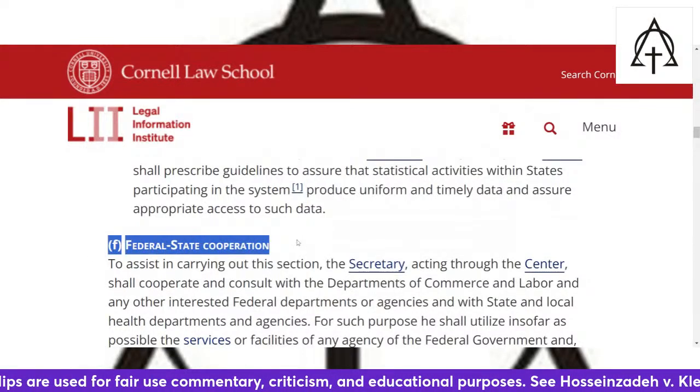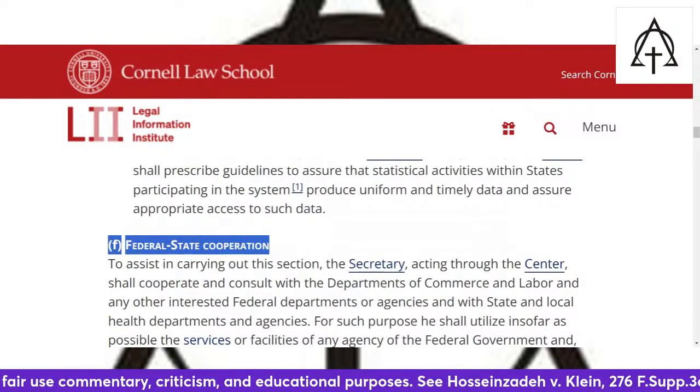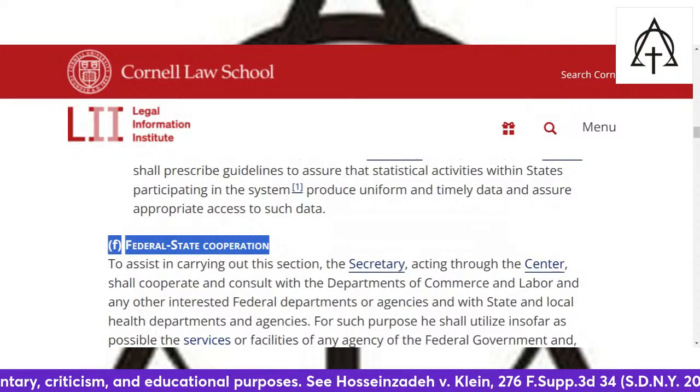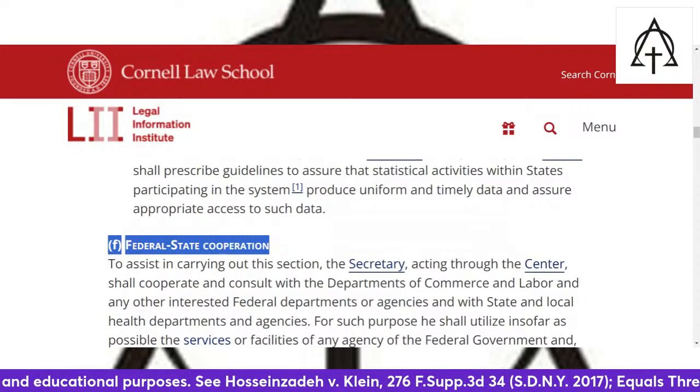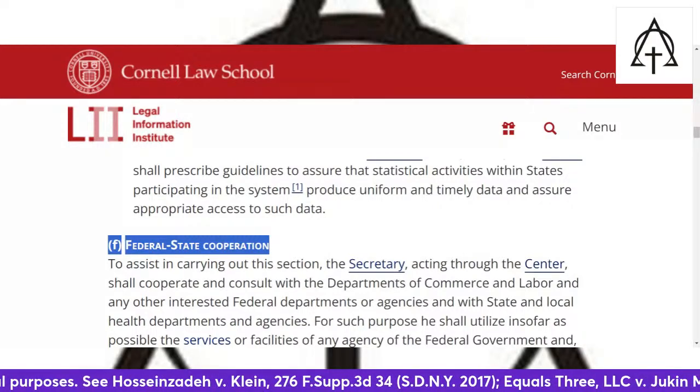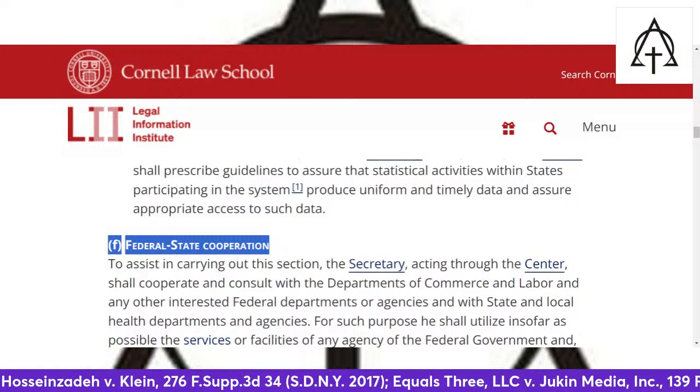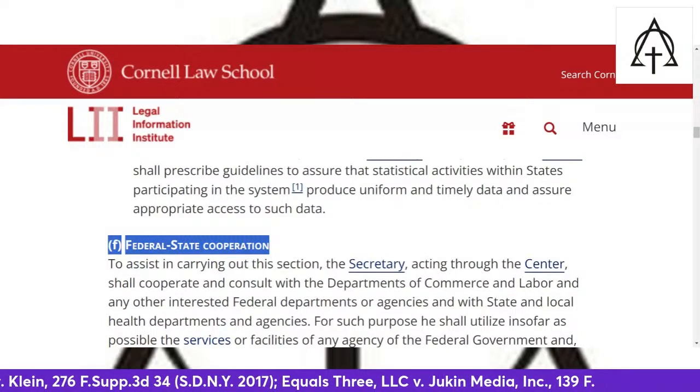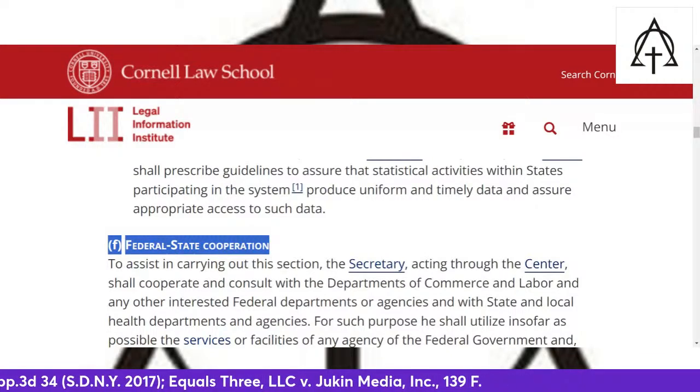Federal state cooperation. Once again, don't ever let any one of them tell you, well, we don't have anything to do with the federal code. You just ask for my social security number? You do have something to do with the federal code.